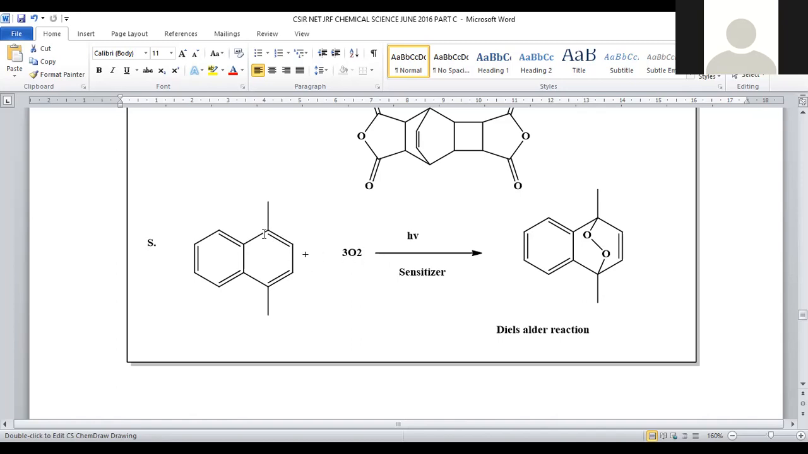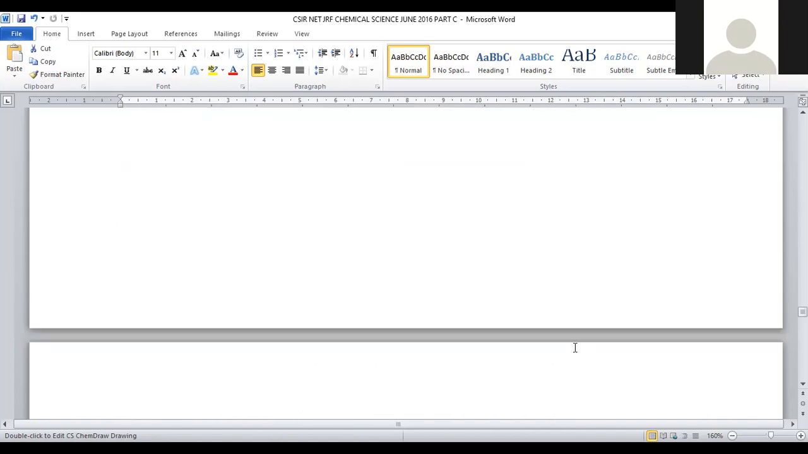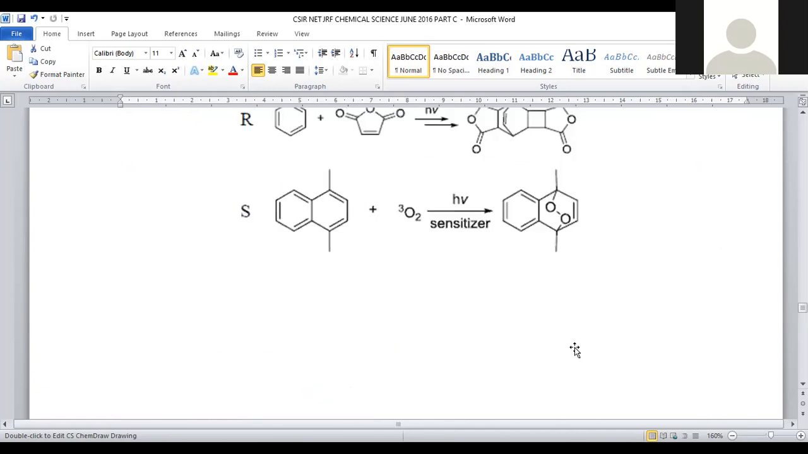And here oxygen will bind to this carbene, and one more oxygen will be bonded to another carbon atom here. So this is a kind of peroxy linkage. So again, it is a kind of adduct. So this is called a Diels-Alder reaction. In this manner, all 4 reactions got carried out.